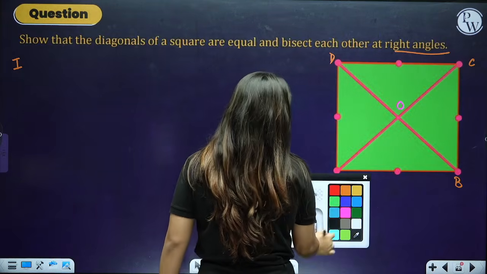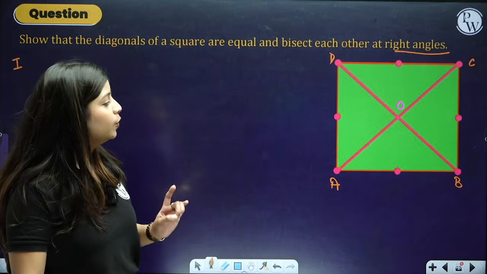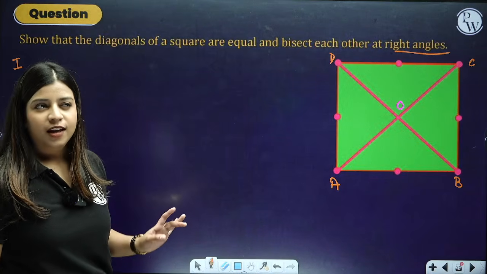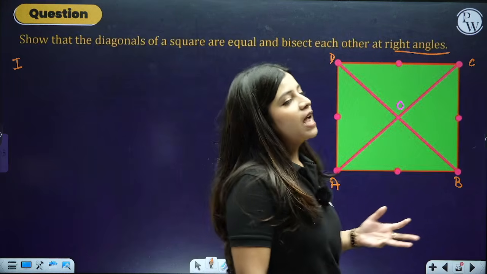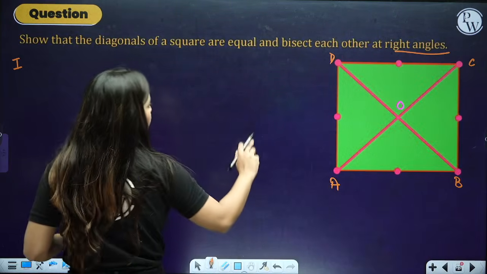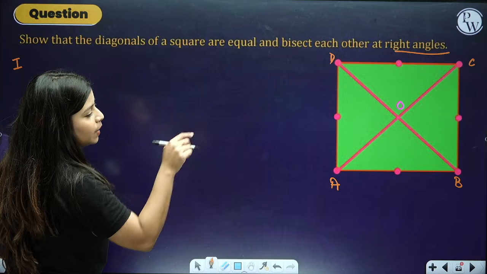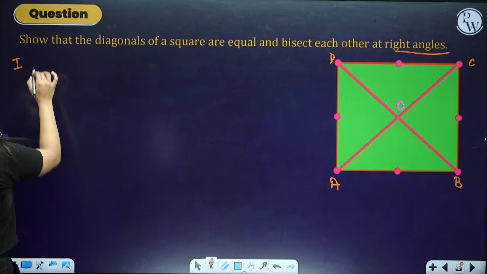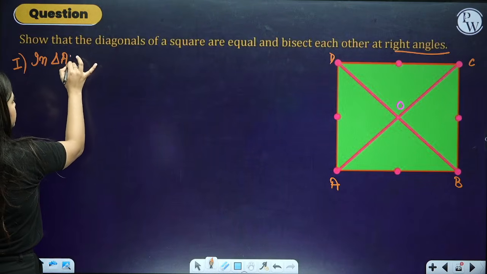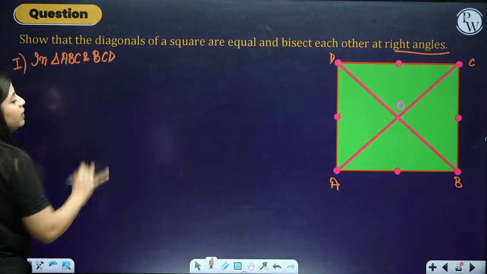Alright, so this is our square and let's start with the very first proof, that the diagonals are equal. Basically, we have to prove that AC is equal to BD. Now, to prove such types of questions, bacha, we need congruency. So, if we have to prove AC equals BD, which triangles are we taking? ABC and BCD.